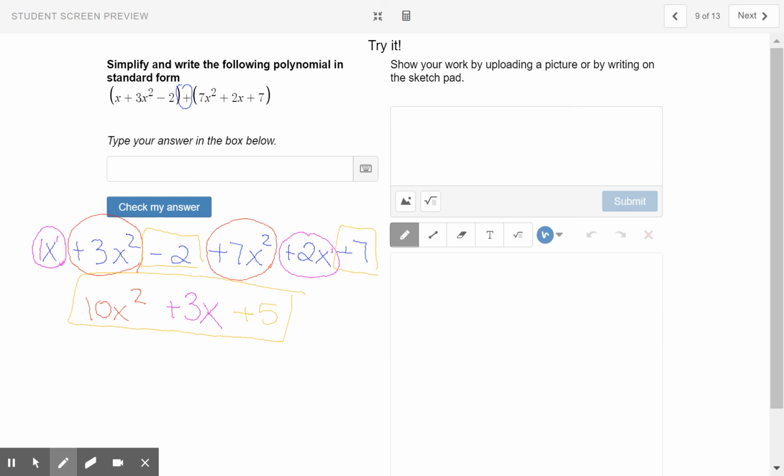So once again, at this step, that's your final answer. You cannot combine any further because we have an x squared and we have an x, and those are not alike.